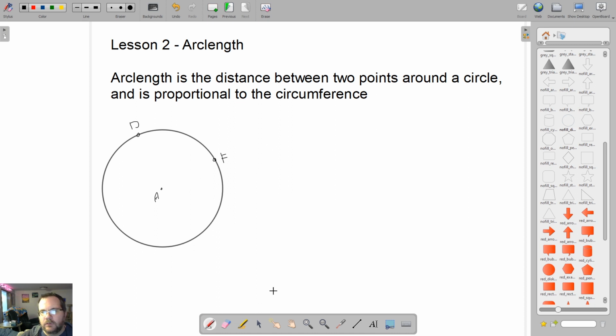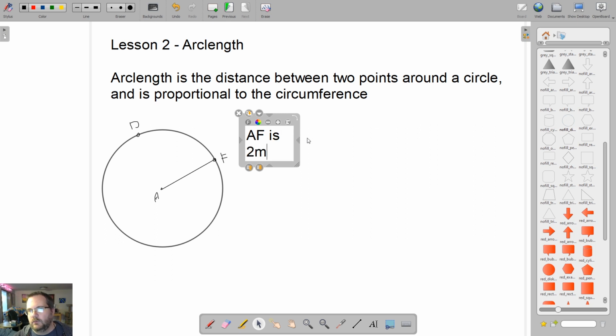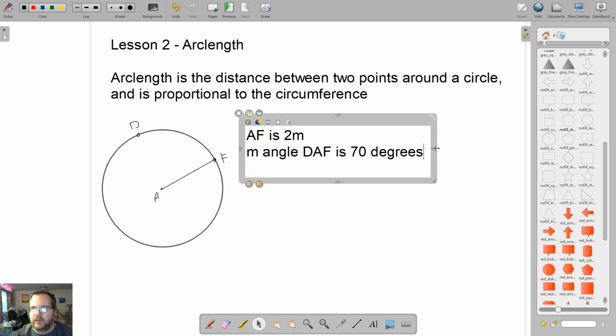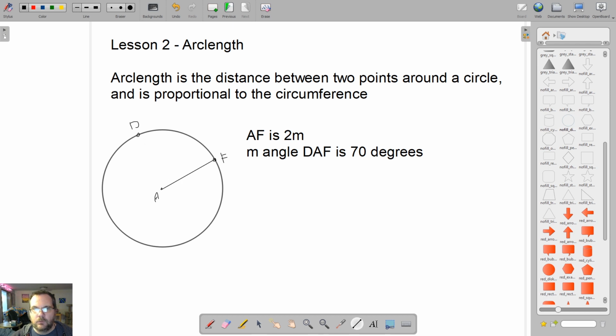Oh, and you also need to know what the radius is. So let's draw this in. I'm going to say in this case that AF is 2 meters. So we've got a distance for the radius. And I know that the measure of angle, let's call this DAF, is 70 degrees. So I'm going to have to draw on the other part of the angle as well. And cool. We're going to use this to find out what the actual arc length is between these 2 points.